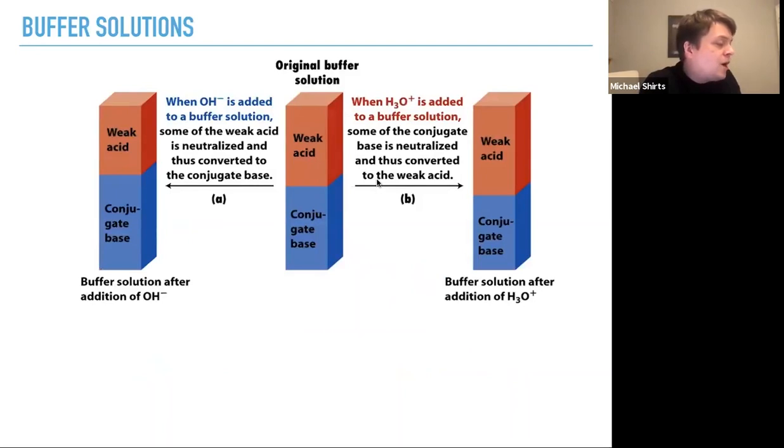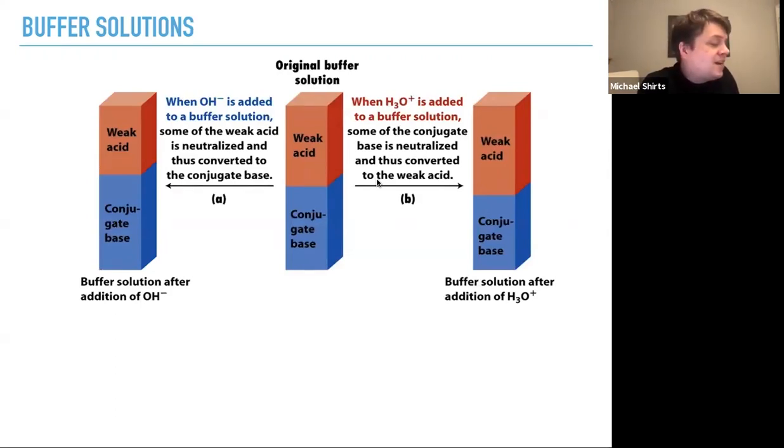Okay, so thinking about the chemistry of why this happens. Let's say we have an original buffer solution that has equal amounts of weak acid and conjugate base. When OH minus is added to the solution, some of the weak acid is neutralized and thus converted into conjugate base. The OH minus doesn't go free in solution, instead it reacts, creating a little more conjugate base, but you're keeping the ratio of weak acid to conjugate base pretty close.